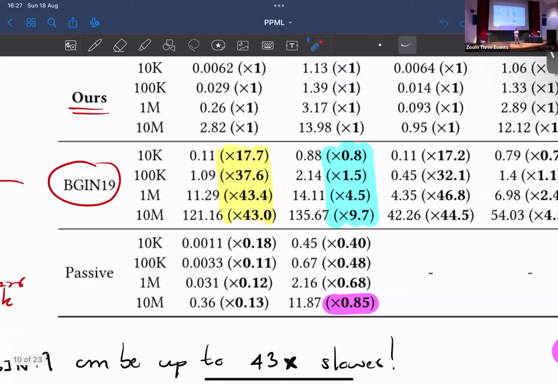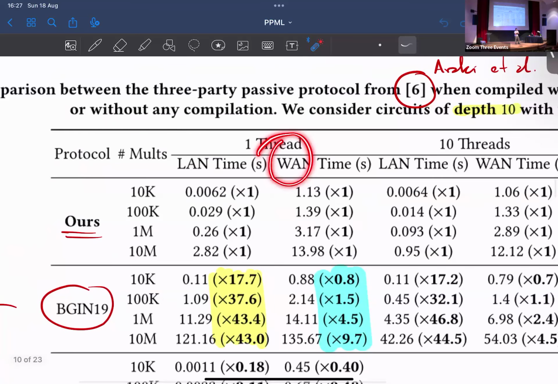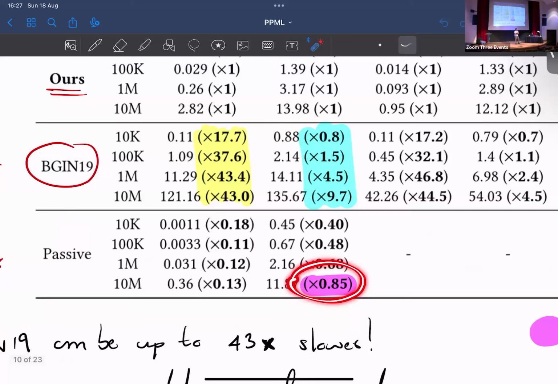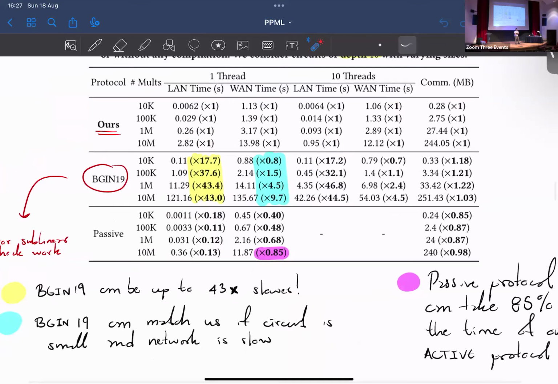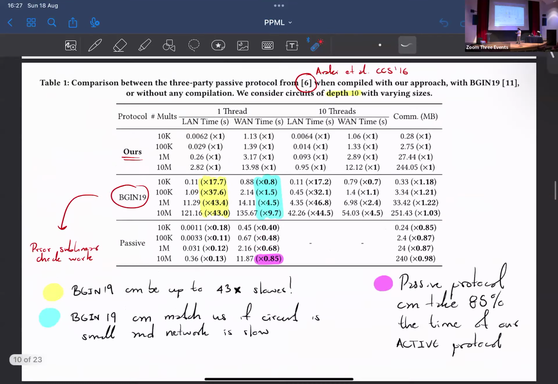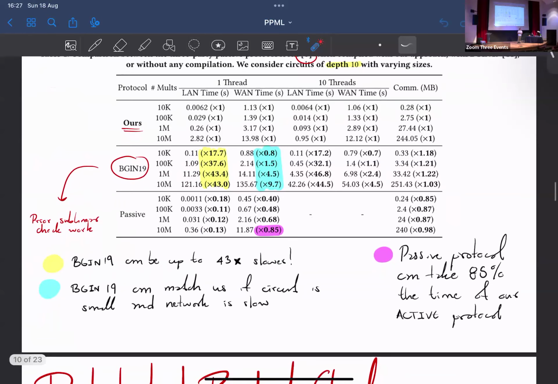And just for reference, I also wanted to share that this is the cost of the passive protocol. So, for example, here we are much slower than the passive protocol. The passive protocol is only 13% of our runtime. But if we are in the WAN setting, the passive protocol is 85% of our runtime, meaning the active and the passive protocols are actually very close. Okay, so these are some of the takeaways that I wanted. We have way more experiments in the paper, so I invite you to check them out.